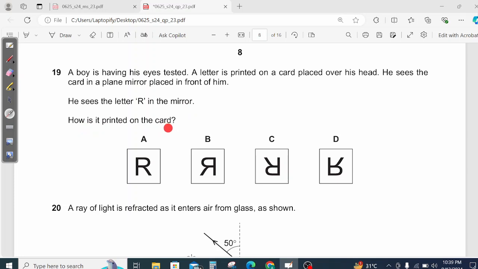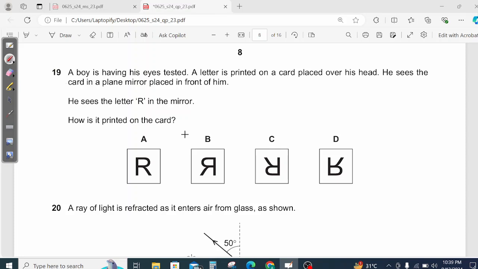So one boy is standing in front of the mirror. He has a printed page. The letter R is printed, and he wants to see the image of R in the mirror. So remember the property of the image formed by a plane mirror: when you look at the image in the mirror, it will be inverted. Inverted means your left will be right and right will be left.